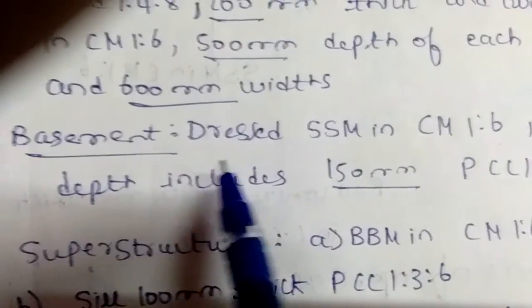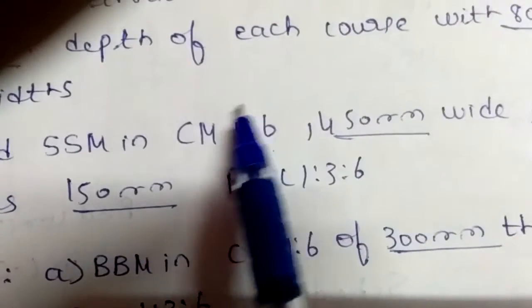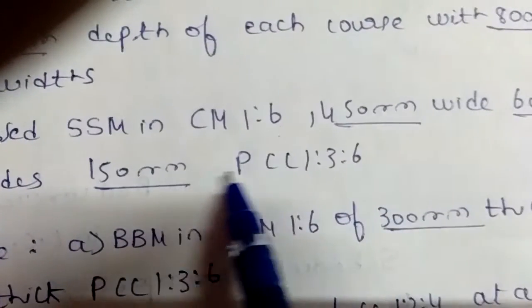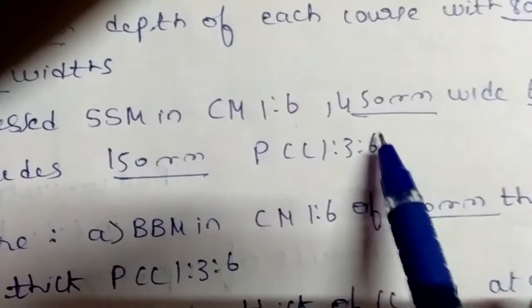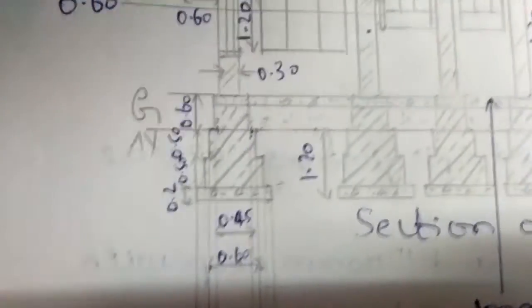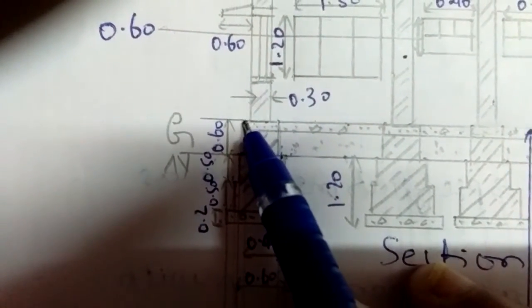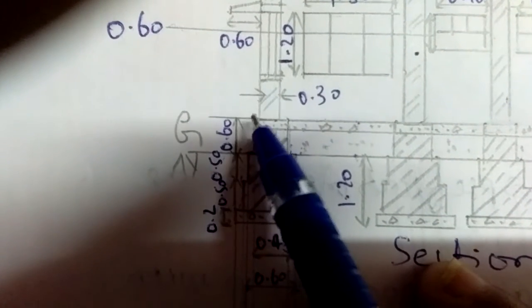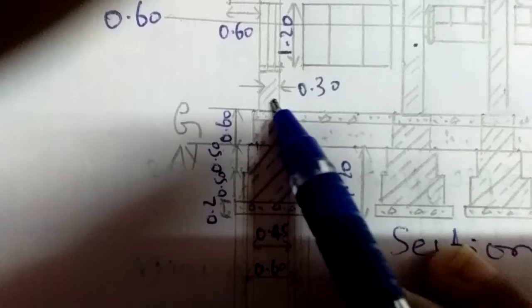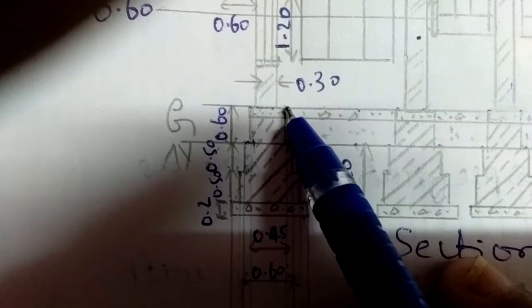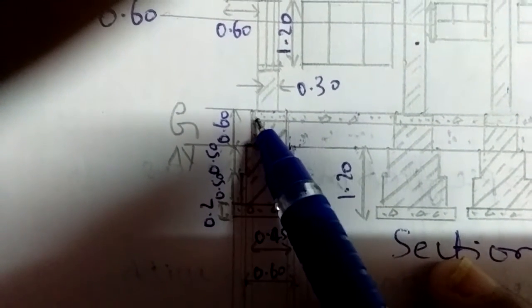What they have given: basement, dressed size stone masonry in cement mortar 1:6, 450 mm wide, 600 mm thick or depth. It includes the 150 mm PCC 1:3:6. What does this mean? Let us see in the diagram. They have given us basement 450 mm wide. Basement 450 mm wide means this part. This is the wall, that is 300 mm. Take 75 mm on the left side and 75 mm on the right side, so this will be the basement 450 mm wide.